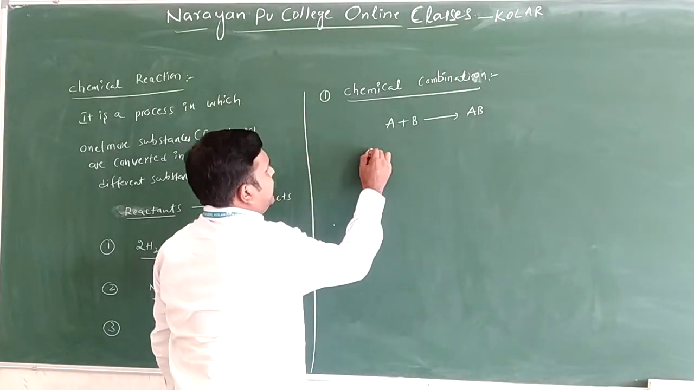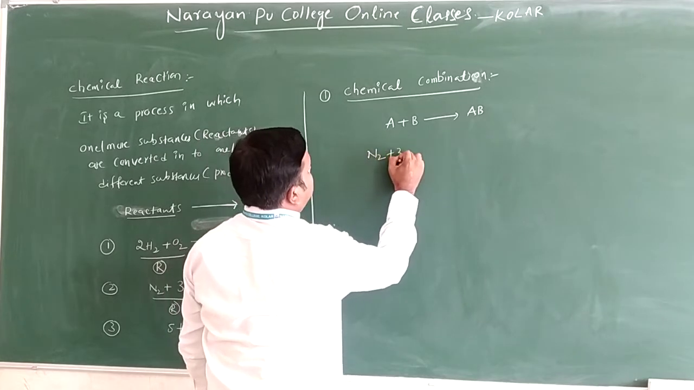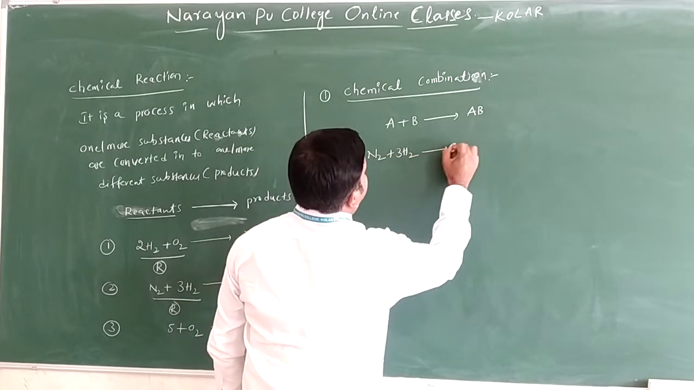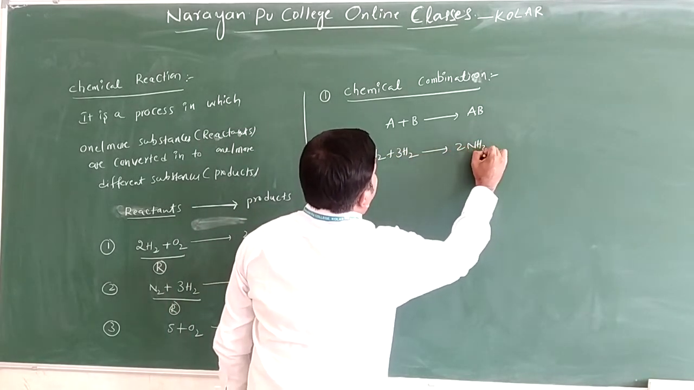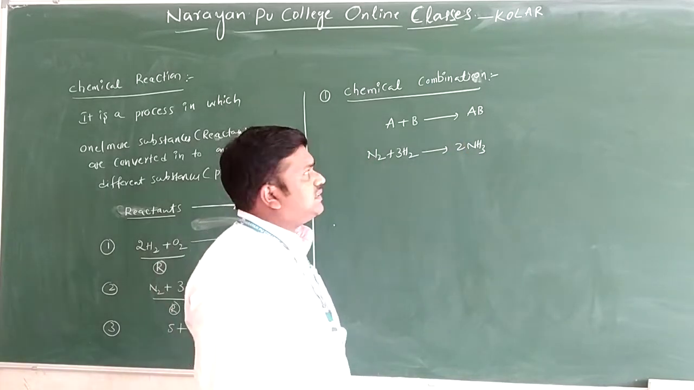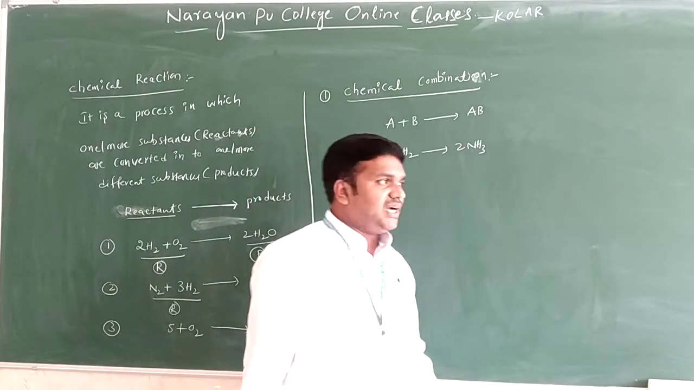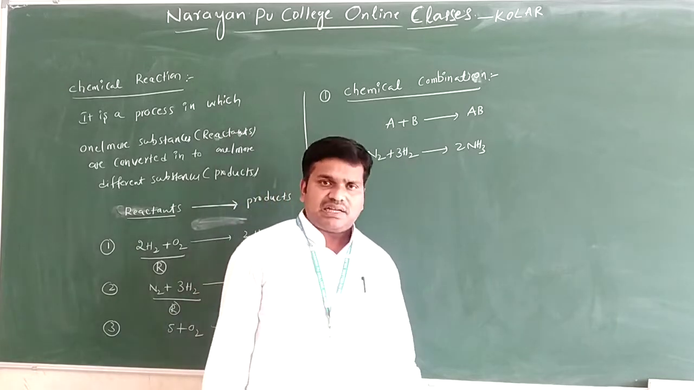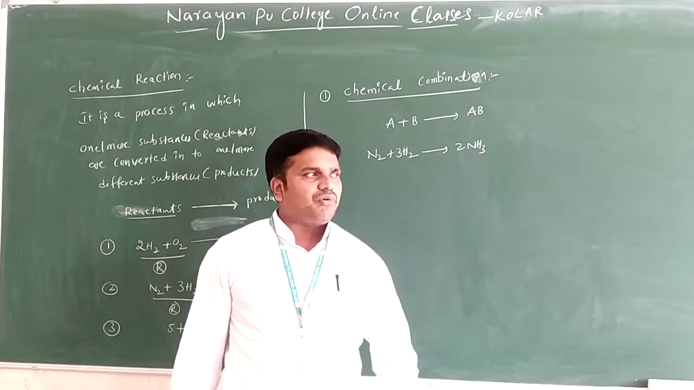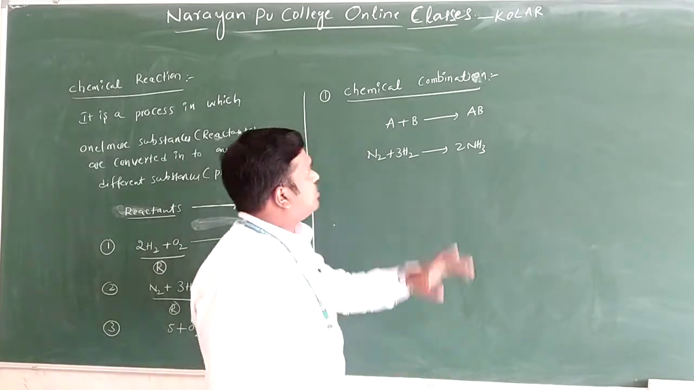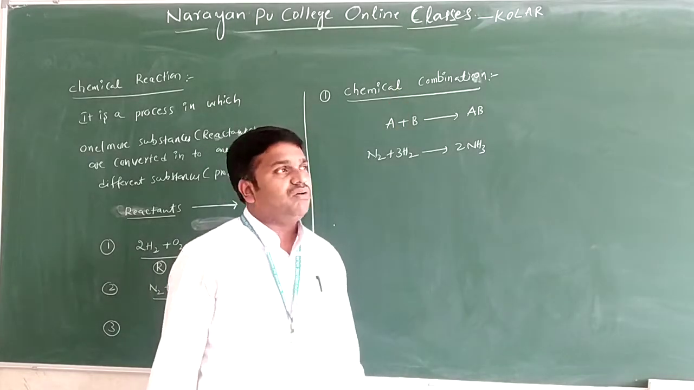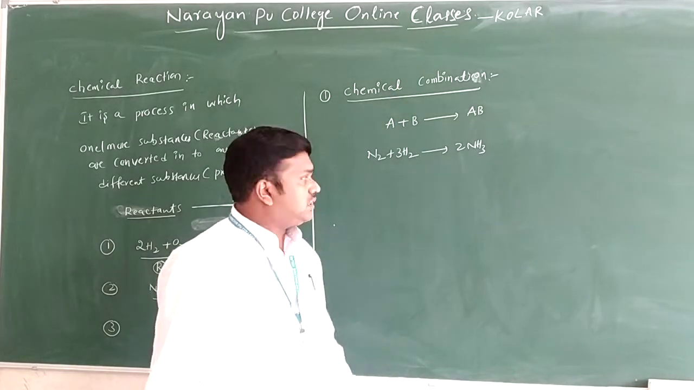What examples can we take? I will give one example here: N2 + 3H2 gives rise to 2NH3. Can you say this is an example of chemical combination? Yes, because here two or more elements combine but form a single product, that is, one product only. So this comes under the chemical combination reaction.